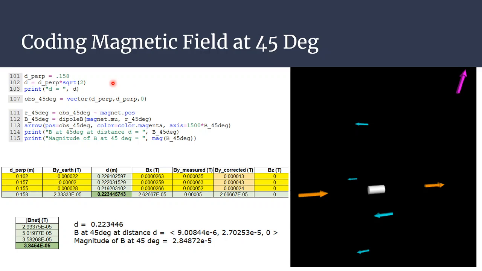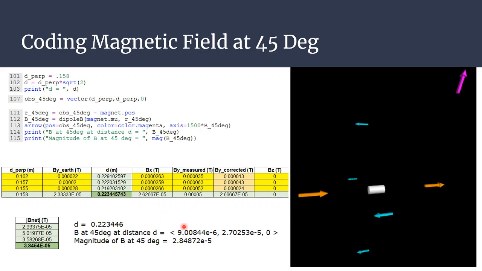So to code this, we just inputted our average d perp and then found an observation location according to that d perp and found our r vector by doing observation minus source location and found the magnetic field at that point using our function from earlier. And we were able to model that like this.